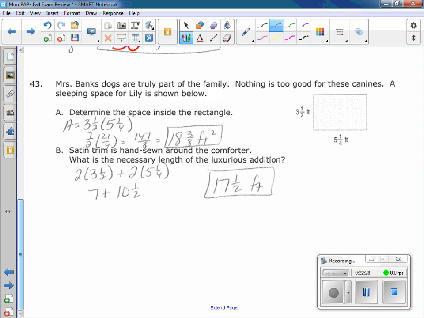And then the next one was asking about satin trim. Trim would go around it, which means we're looking for perimeter. So you can add up all the sides, or you can do the multiplication that you choose. Anybody need to see those words? Everybody's good.